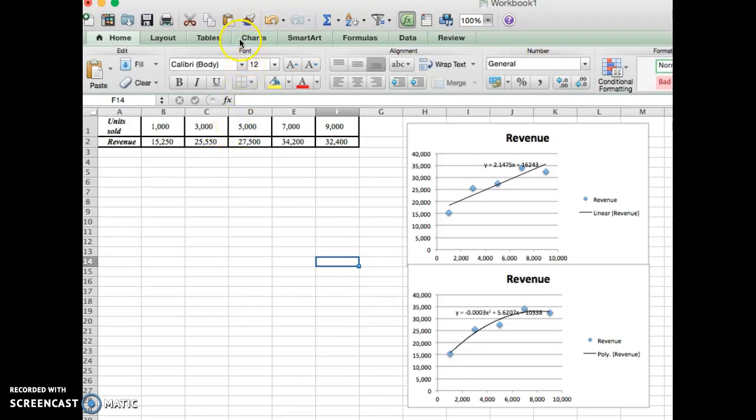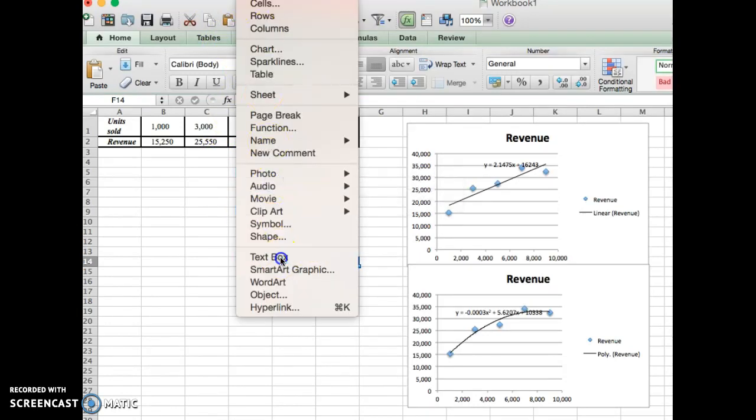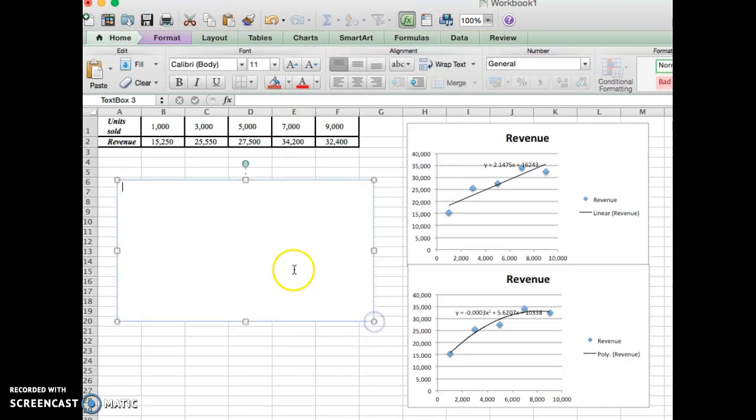And so, just like we have had before, if we wanted to create a text box, we could quickly record our answers and say the linear approximation is: revenue is equal to 2.1475 Q plus 16,243.